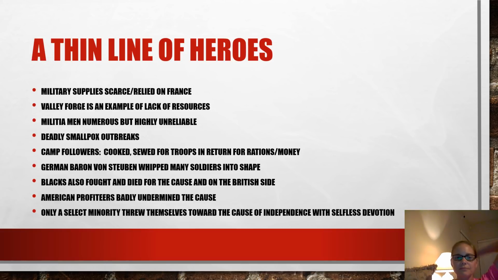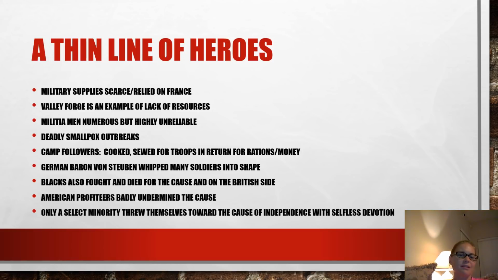So, a thin line of heroes in the next section. Like I said before, our military supplies are scarce. We don't have the money to purchase. We relied on France when Benjamin Franklin secured our friendship with France. France is chomping at the bit to get back at Britain. But Valley Forge, the winter of 1777, is going to be an example of the lack of resources. Men were without shoes, they were eating their shoes, they were so hungry. They were dying of smallpox disease.